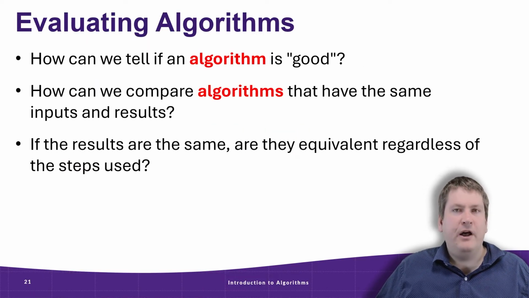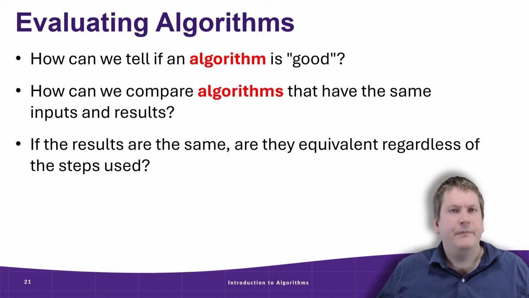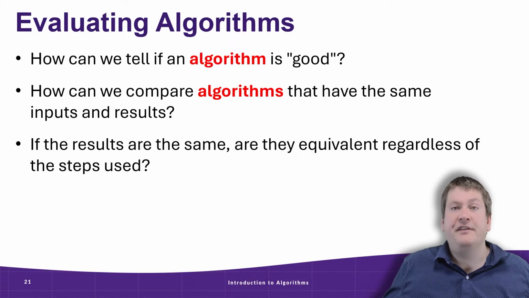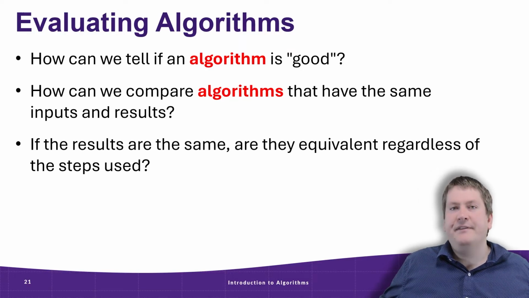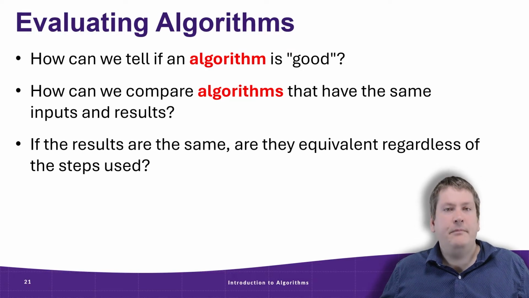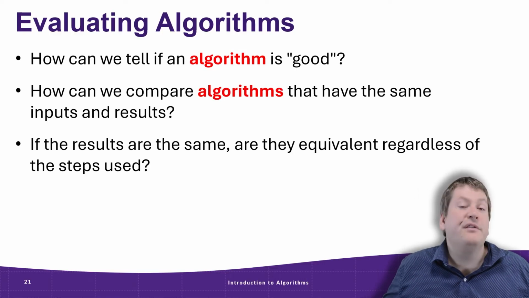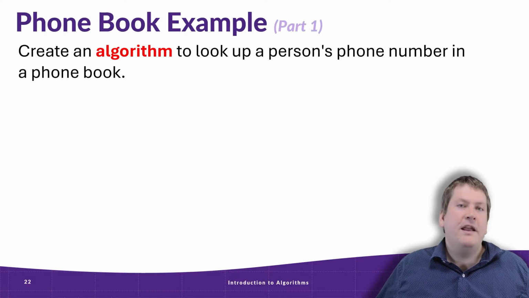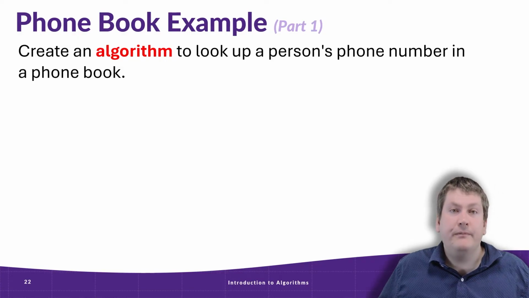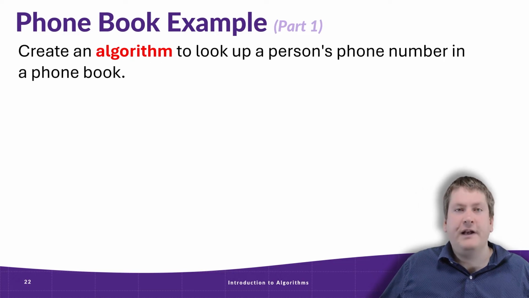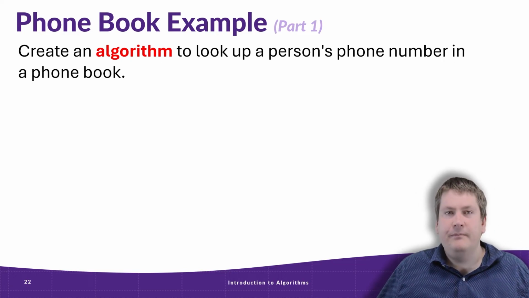So now that we know a little bit about algorithms, how do we evaluate them? How can we tell if an algorithm is good or better than another algorithm that accomplishes the same task? Well, if two algorithms have the same inputs, and they have the same outputs, and the results are the same, are they equivalent regardless of the steps used? Or is there more to designing algorithms? And the answer is yes. There are other factors than simply returning the correct solution. And let's explore this with that phone book example again, and take a look at two different algorithms that accomplish the same thing.